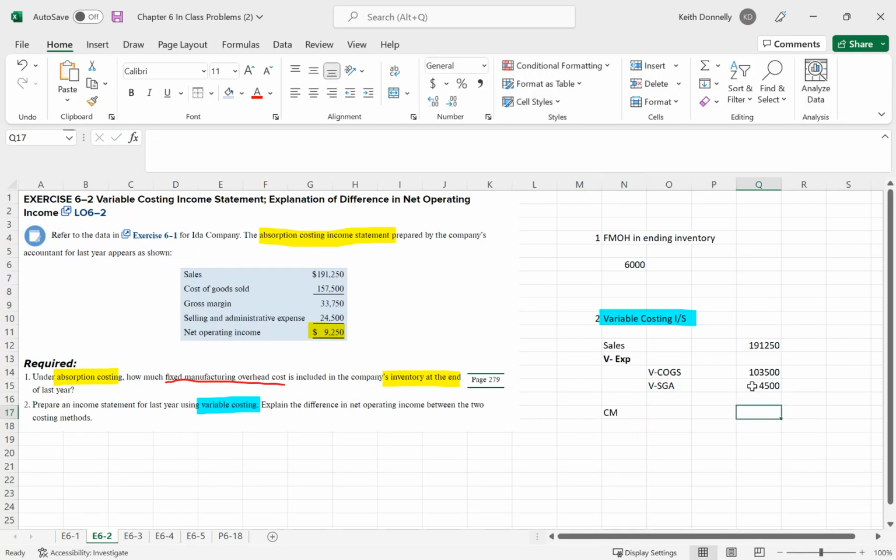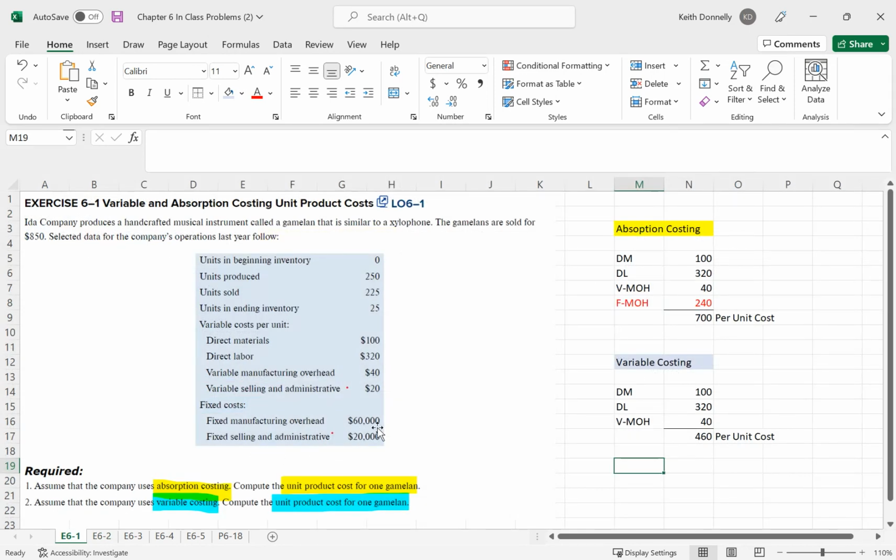All right, that can help us get our contribution margin. We'll do our sales minus these two. We're looking at $83,250. Next thing we have to do is back out our fixed expenses. First off here, fixed manufacturing overhead. This is going to be $60,000 across the board.